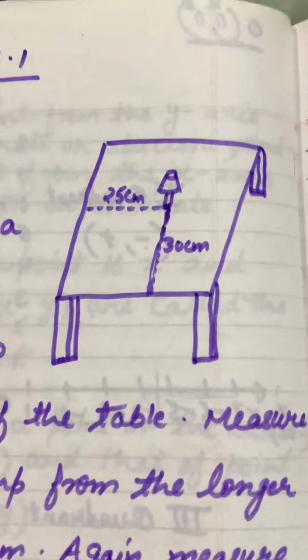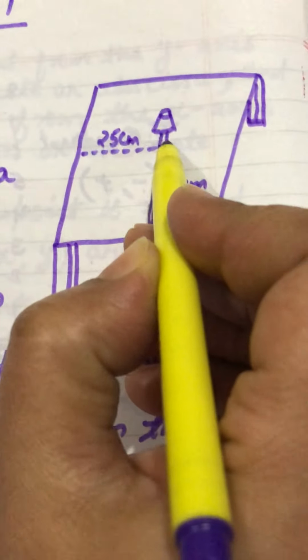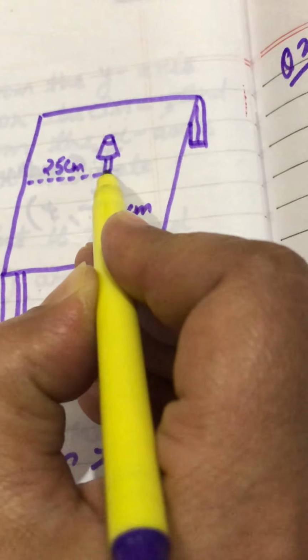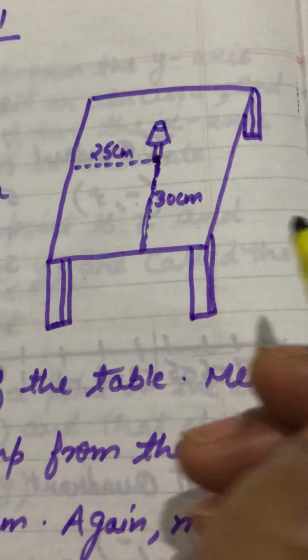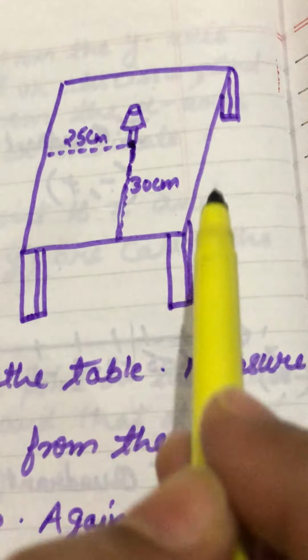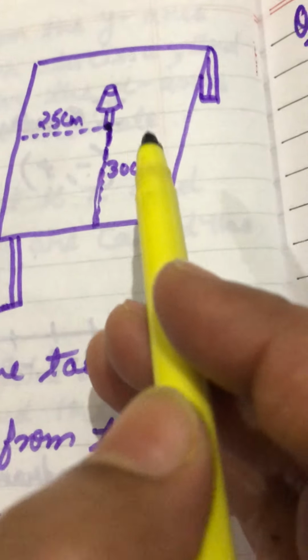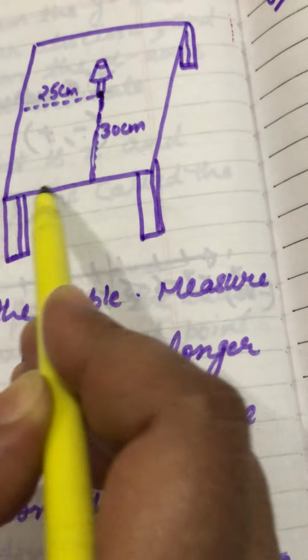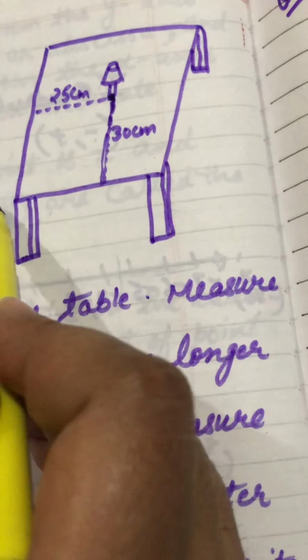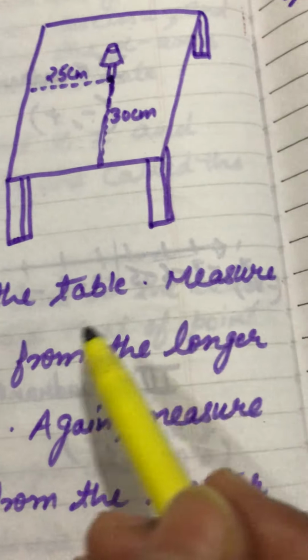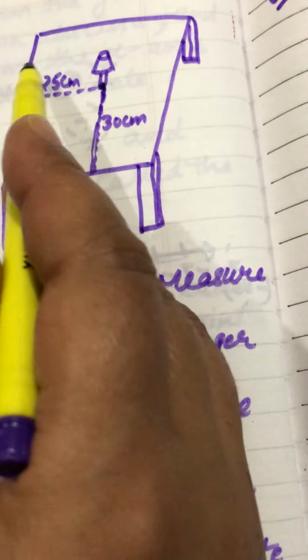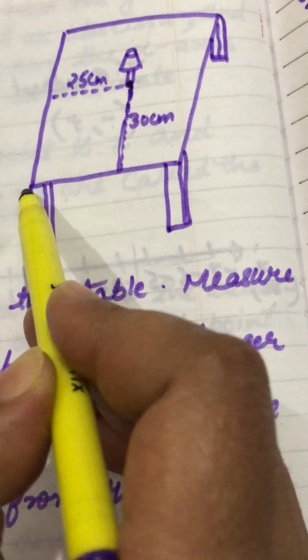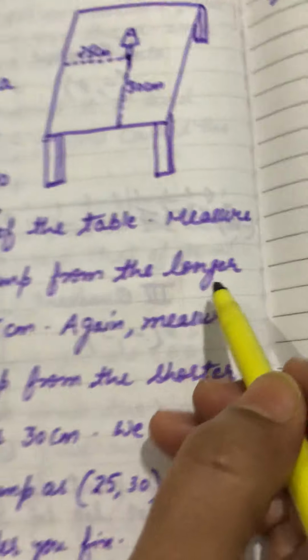So consider the lamp as a point. So we are considering this lamp as a point, and the surface of the table is acting as a plane. So choose any two perpendicular edges of the table. If I choose these two perpendicular edges, this left edge and the bottom line, I have taken the left edge and the bottom line as the perpendicular edges.